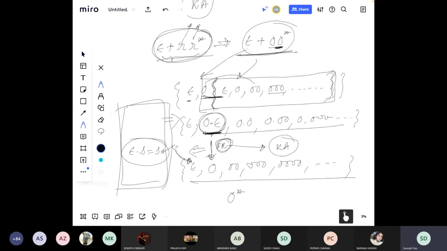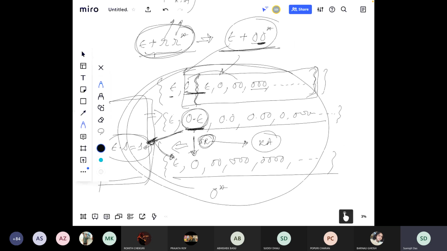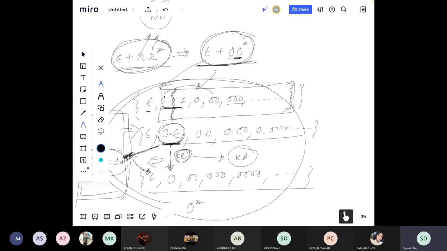Now it seems very trivial. That's why you might have a question in your mind: why is sir talking about this rule? This is so trivial. But in fact, I'm talking about a bigger rule, not this rule only. I am talking about a rule that would say that epsilon plus 0, 0 star is actually 0 star.